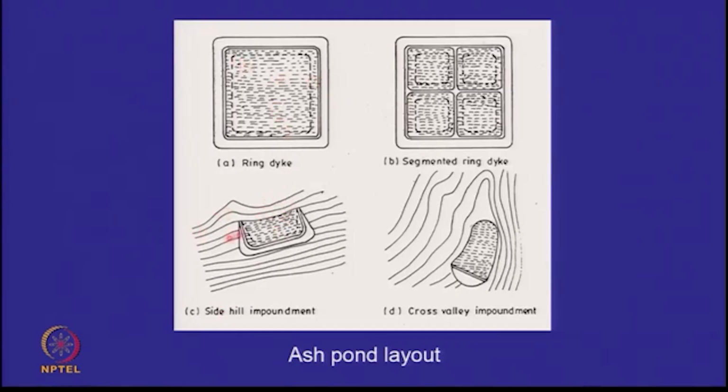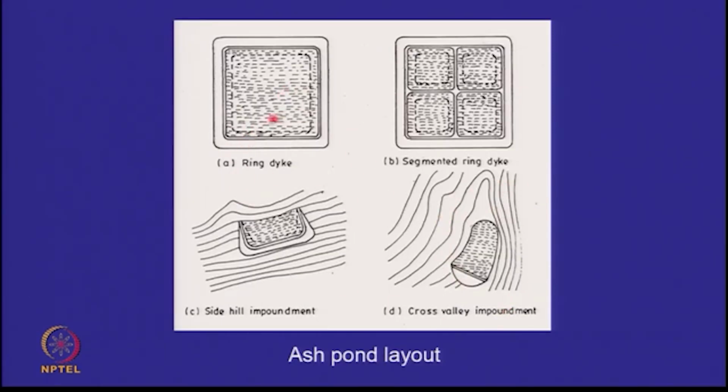If you are at the side of a hill, your impoundment will look like this. That means here the embankment height will be a maximum. If you have a valley type of arrangement, then you will have a cross valley impoundment like a dam, just like you create a reservoir and you have only one side on which there is an embankment. There are hills and raised ground all around it.